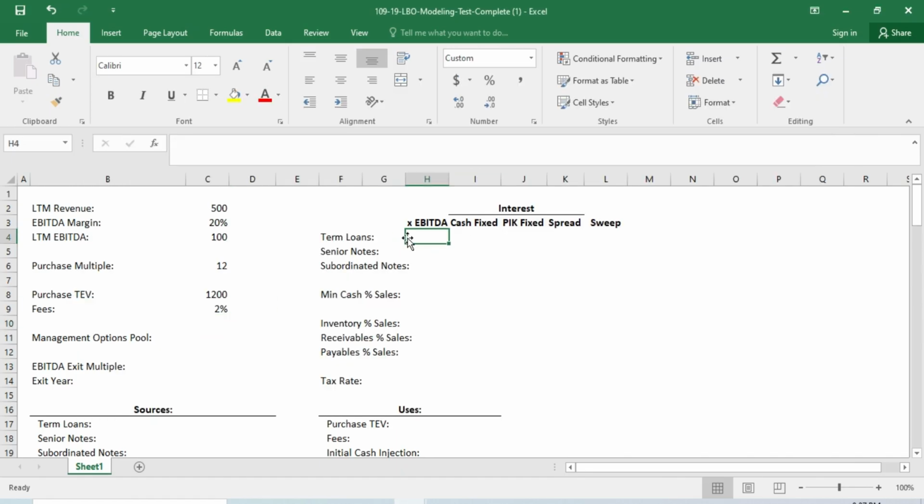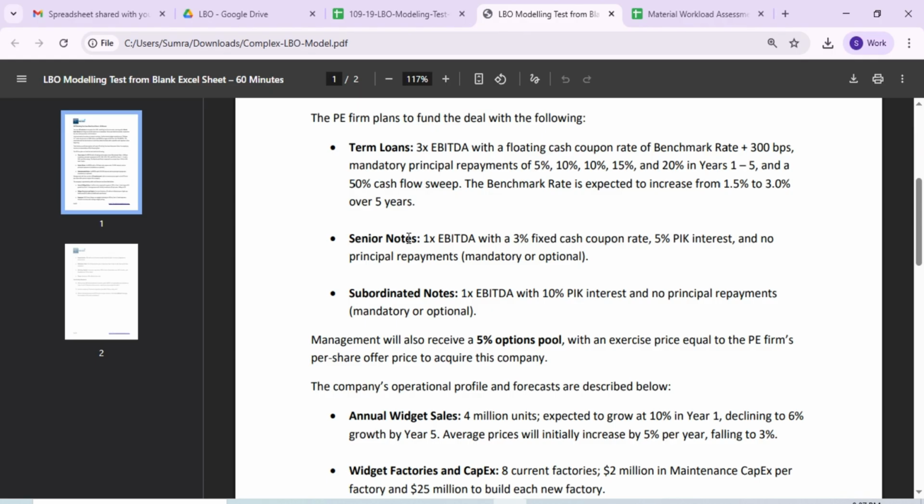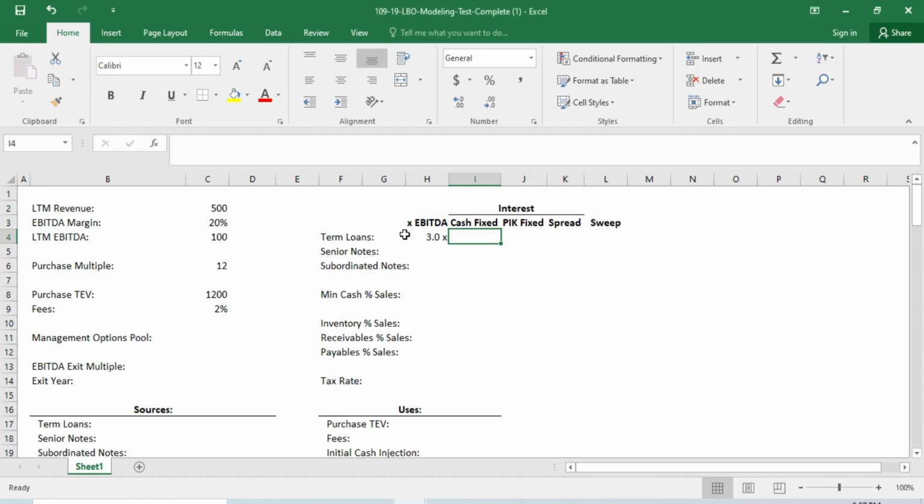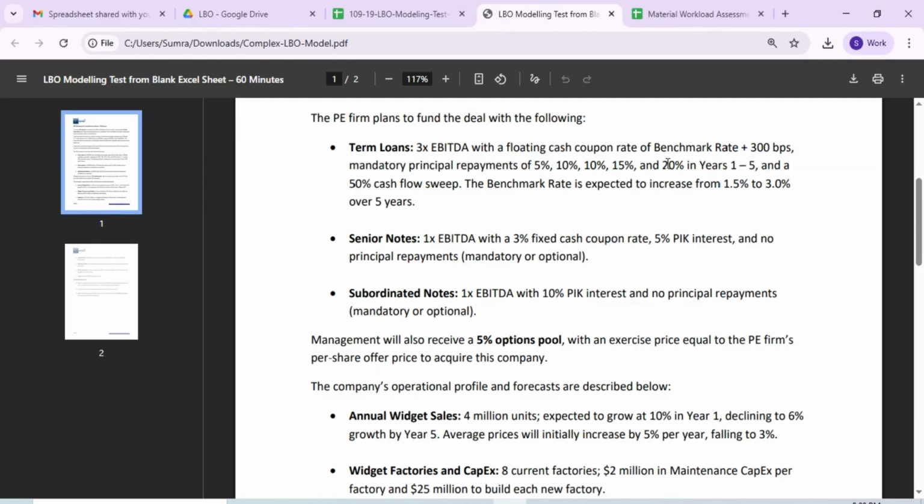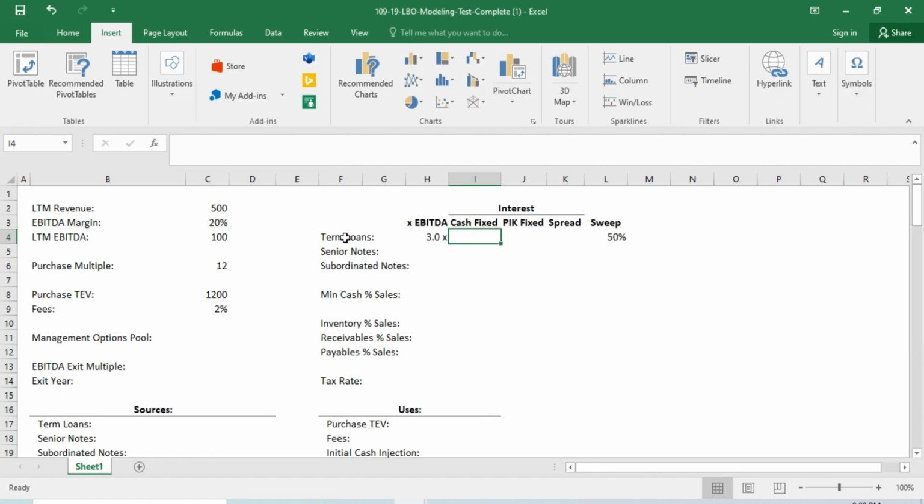So, term loan is 3x EBITDA. Either interest is paid in cash, fixed, or PIK, paid in kind, that is not a cash outflow, and then spread and sweep. Sweep is 50%. Cash fixed is benchmark rate plus 300 bps. So we'll keep this information for later.